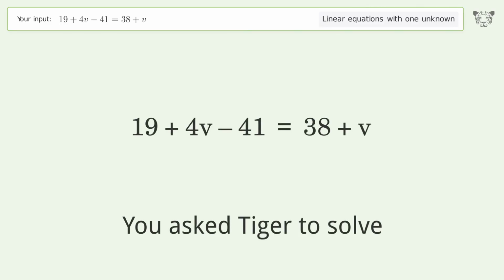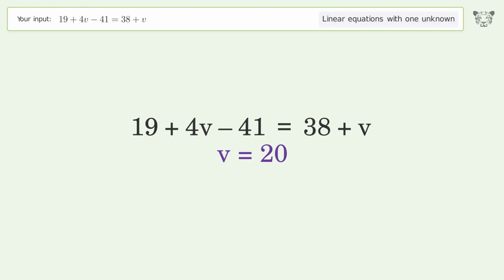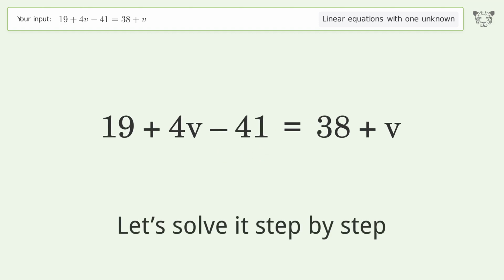You ask Tiger to solve. This deals with linear equations with one unknown. The final result is v equals 20. Let's solve it step by step.